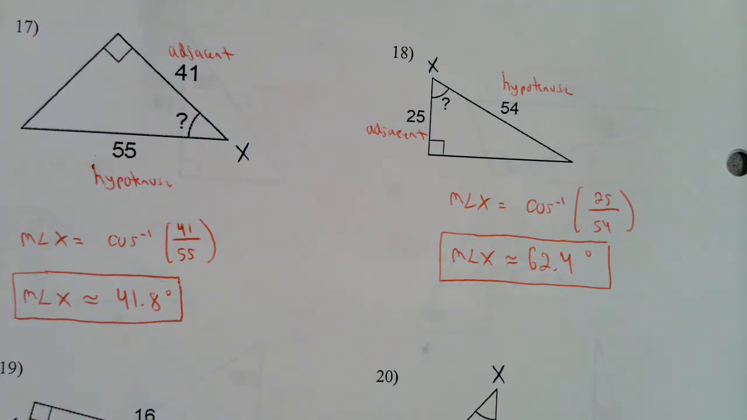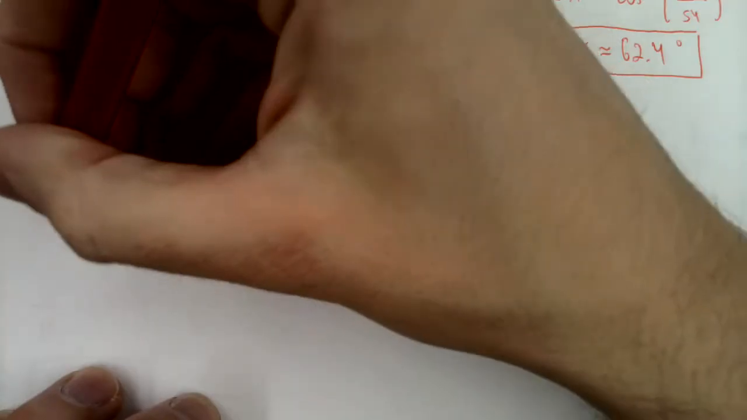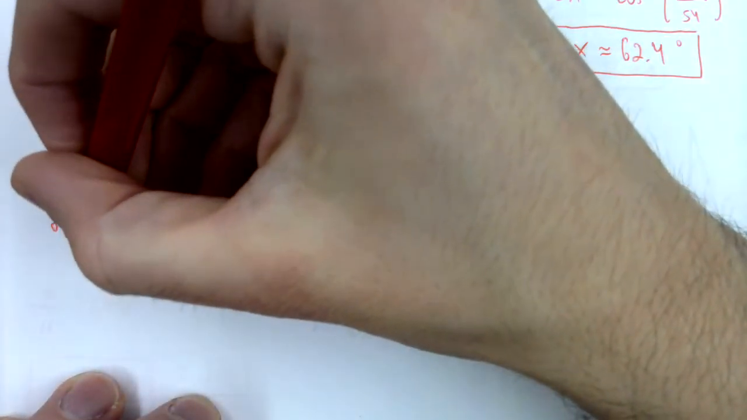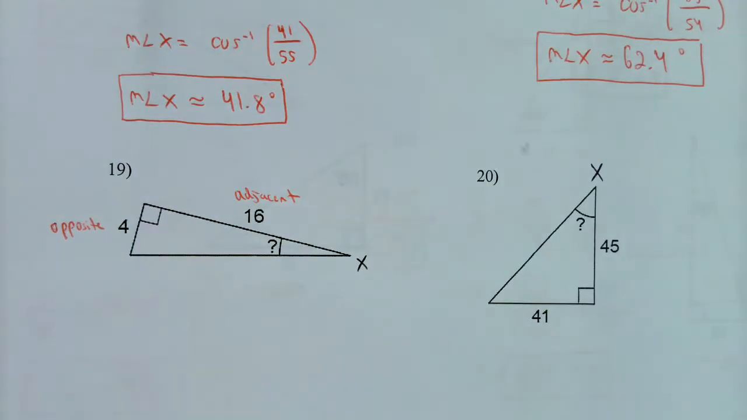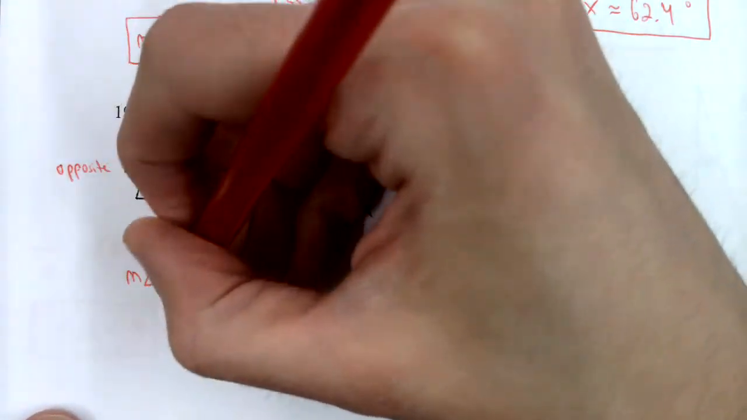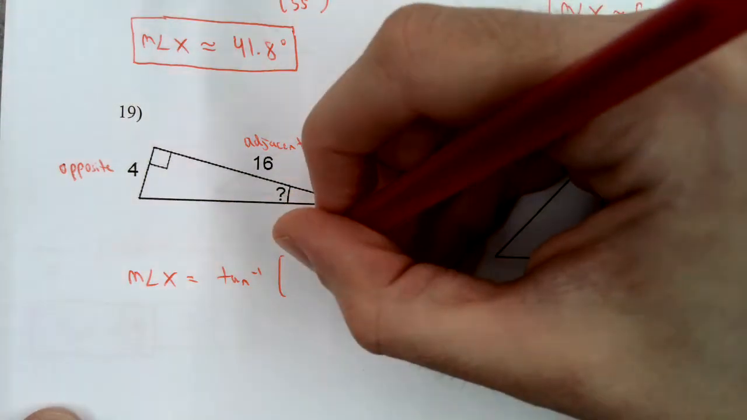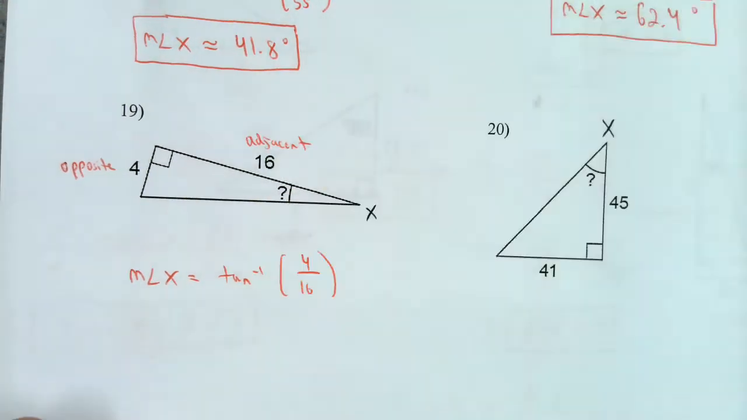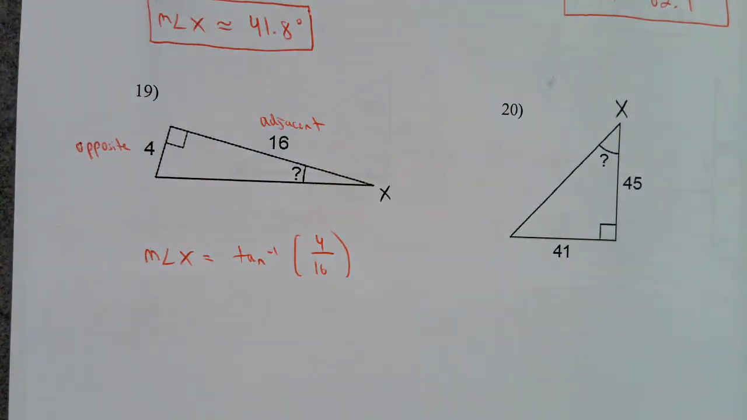And now we're going to do two inverse tangent problems. So number 19, 4 will be the opposite side to angle x, and 16 will be the adjacent side. So the measure of angle x is going to equal tangent inverse, opposite over adjacent, so 4 over 16. Inverse tangent, 4 divided by 16 is going to give you 14.0 degrees.